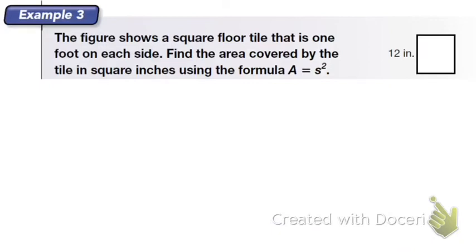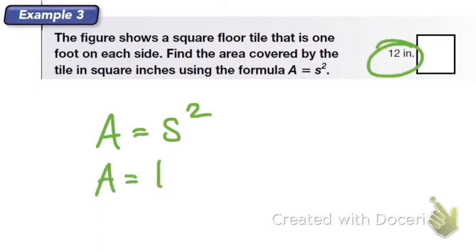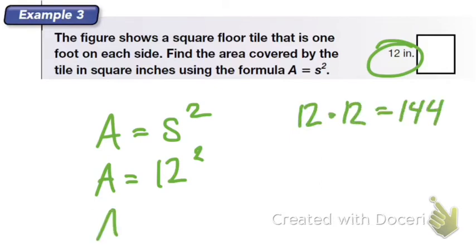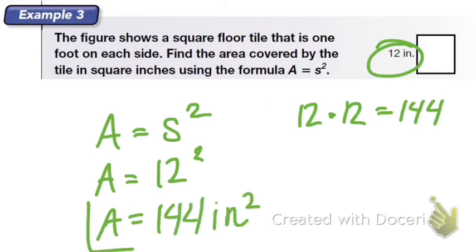Example 3 says the figure shows a square floor tile that is 1 foot on each side. Find the area covered by the tile in square inches using the formula area equals side length squared. So the first thing we need to do is write down our formula. Area equals side length squared. We know that our side length is 12 inches, so we can go ahead and plug that in for S. So this means that area equals 12 squared. Again, 12 squared means 12 times 12, which we know is 144. And then since we're looking for area, we know our label is going to be inches squared.